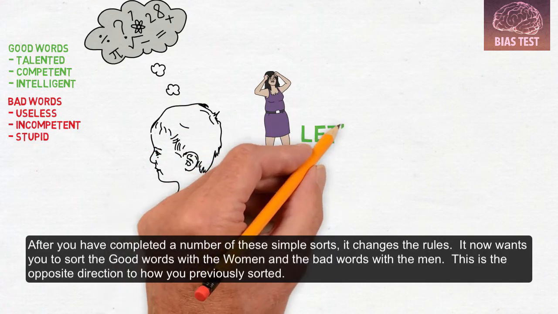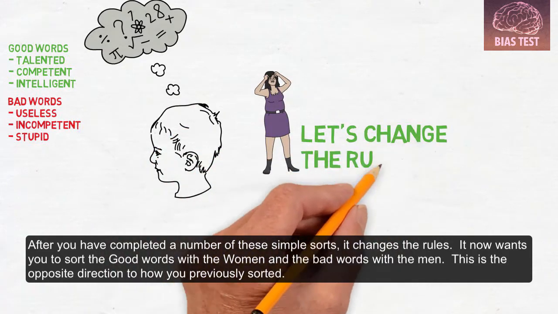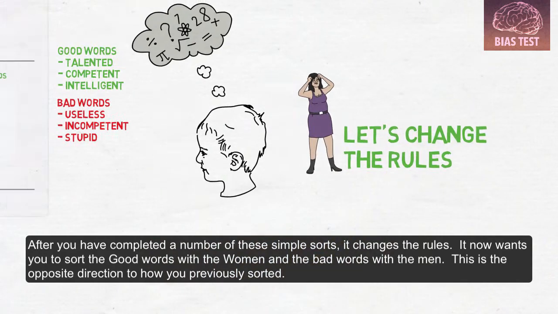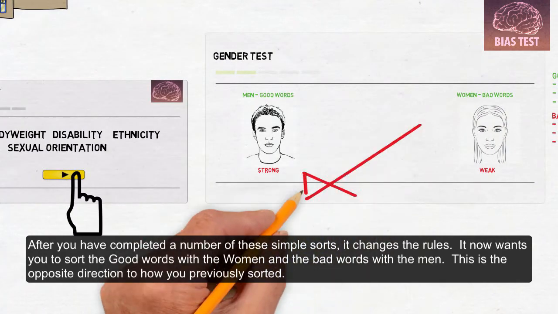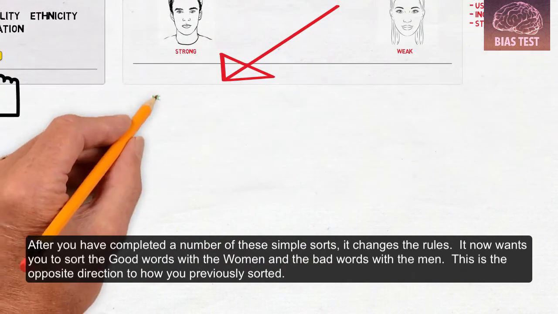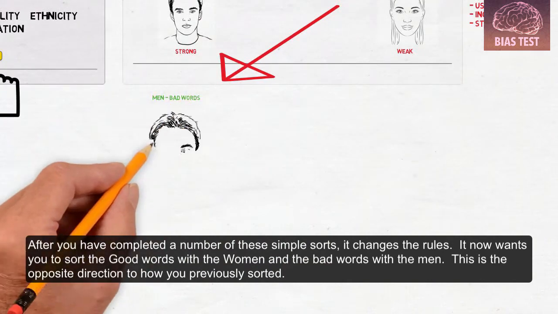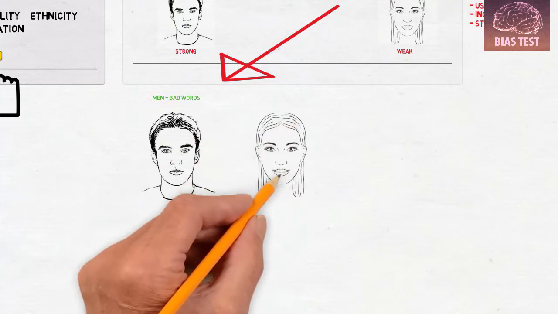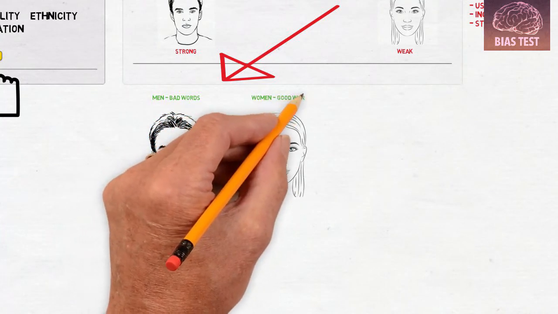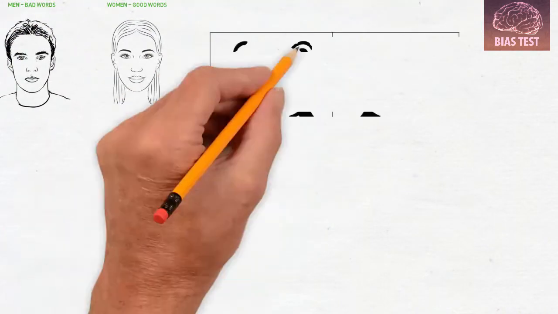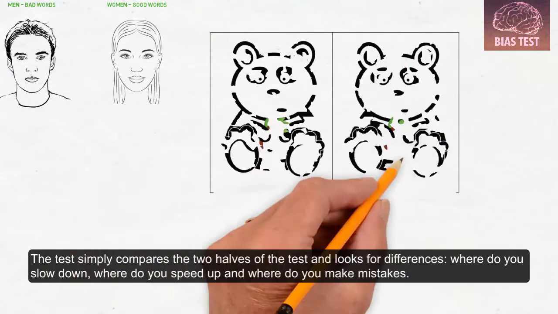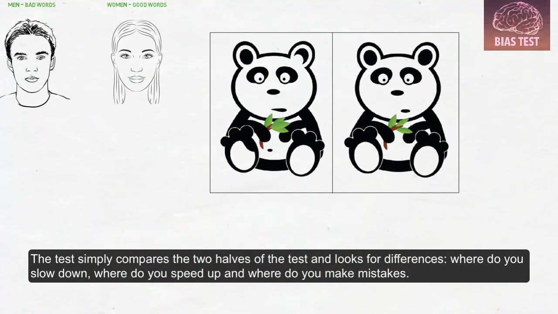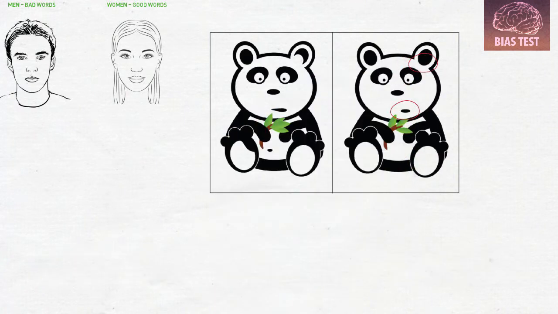After you've completed a number of these simple sorts, it changes the rules. It now wants you to sort the good words with the women and the bad words with the men. This is the opposite direction to how you previously sorted. The test simply compares the two halves of the test and looks for differences. Where do you slow down? Where do you speed up? And where do you make mistakes?